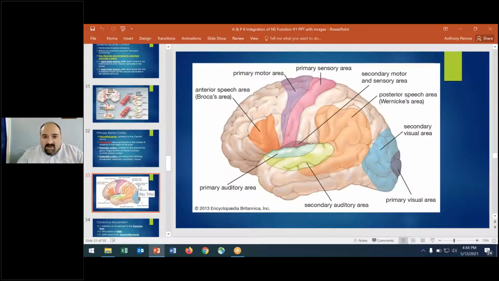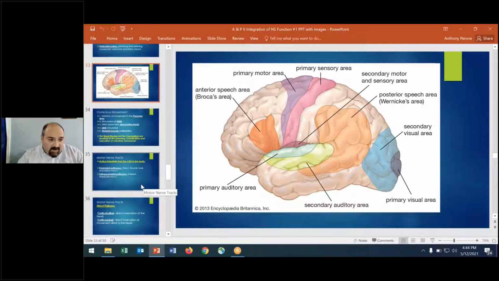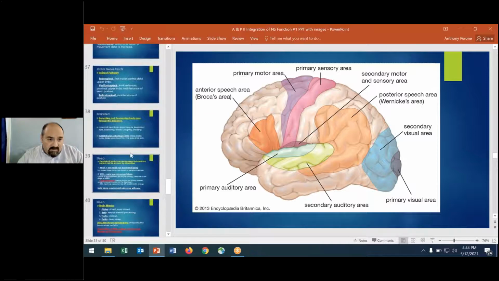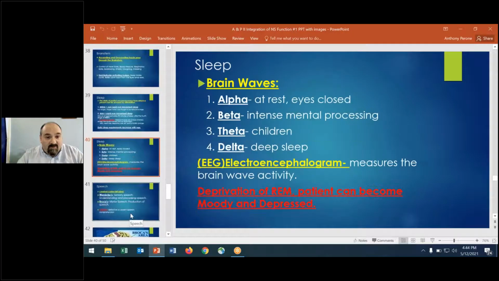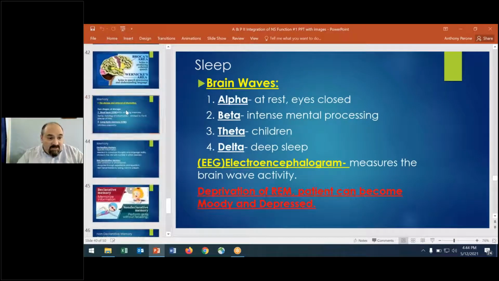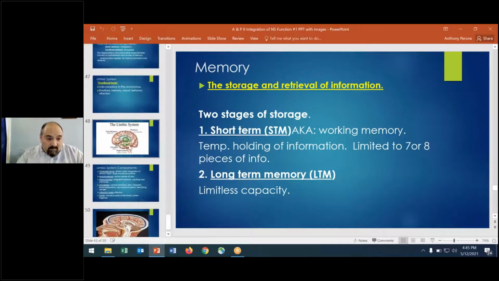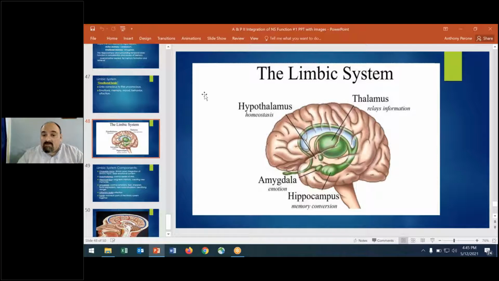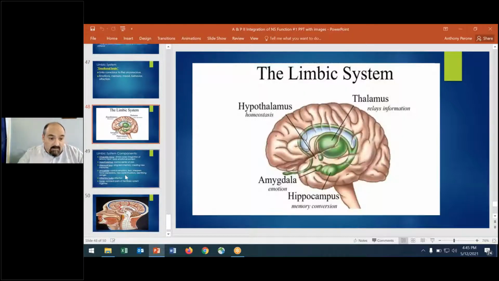Here you're looking at motor, sensory and different association areas, very important. Also review the brainstem and its important functions, and look over the information regarding sleep as well as memory. And we talked about the limbic system and its importance. When we think of the limbic system, we think of the emotional brain. Very important.